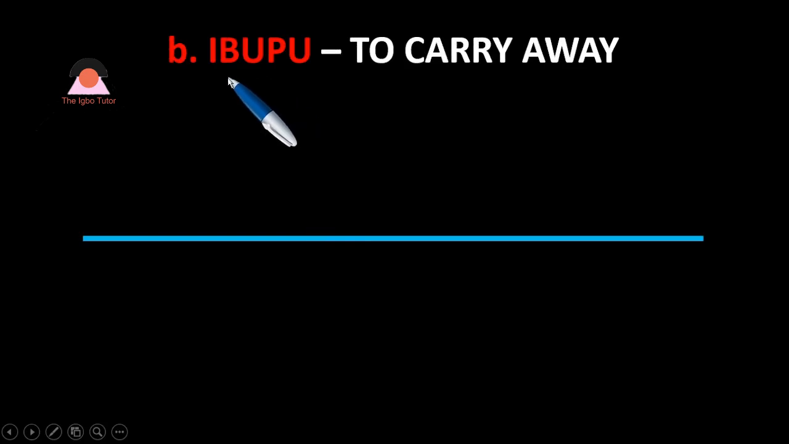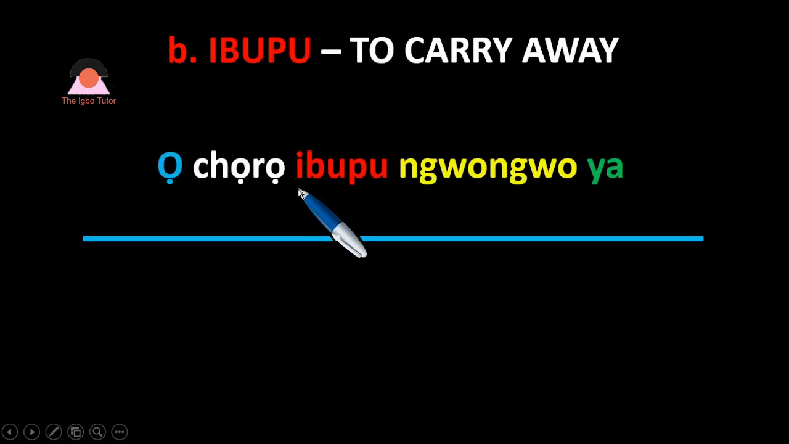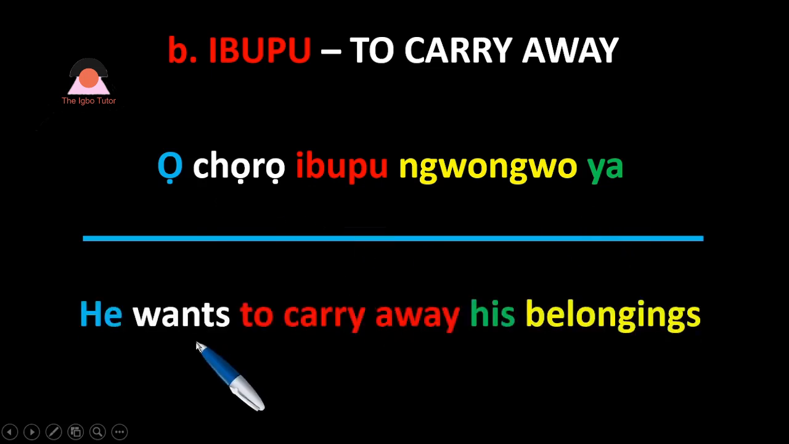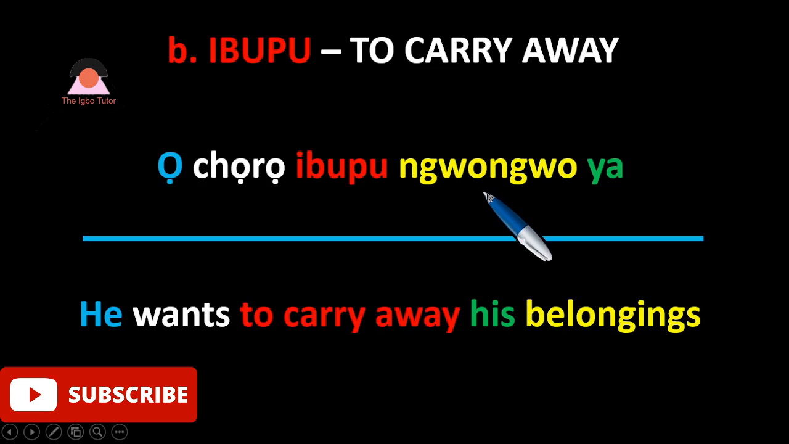Ibupu. Okay, ibupu, to carry away. We have our sentence now. Ọ chọrọ ibupu ngwongwo ya. What does this mean? He wants to carry away his belongings. Of course, from the color, you can see that ngwongwo means belongings. Okay? Ọ chọrọ ibupu ngwongwo ya.